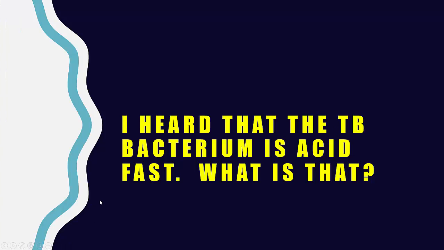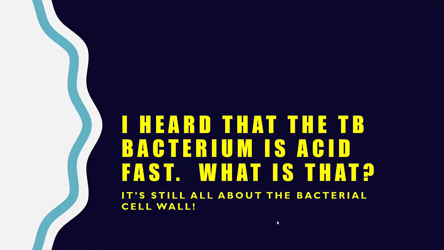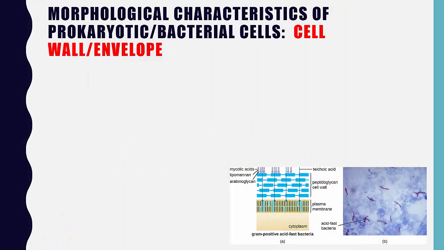I know you heard that the tuberculosis bacterium is an acid fast bacterium. You heard that somewhere, I'm pretty sure. What is that? This is a different kind of envelope that we're going to talk about. It's all about the cell wall and the cell envelope. But okay, the Mycobacterium tuberculosis bacterium has the toughest outer protective layer of all.